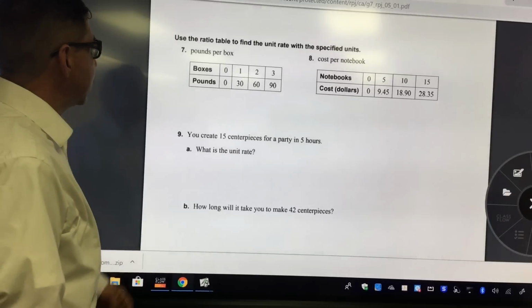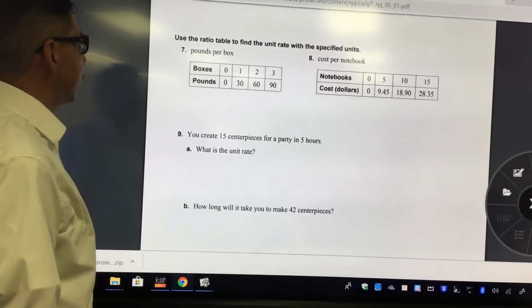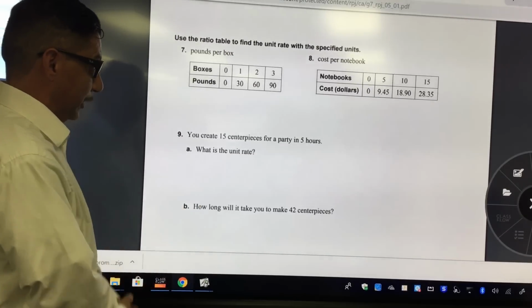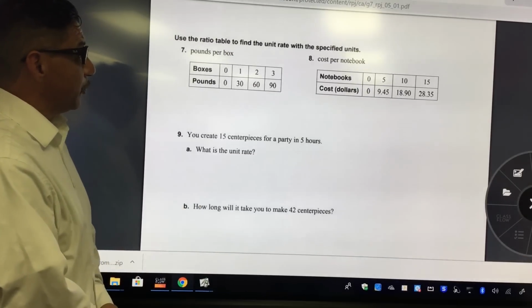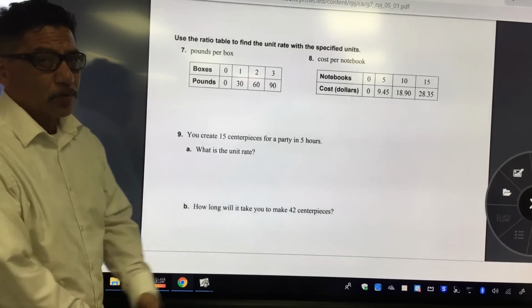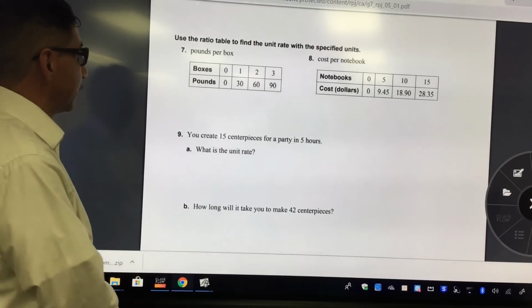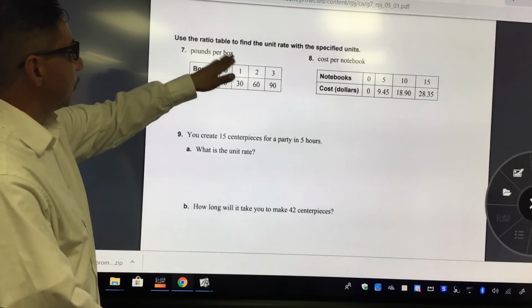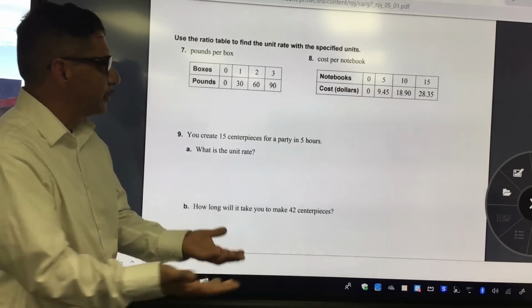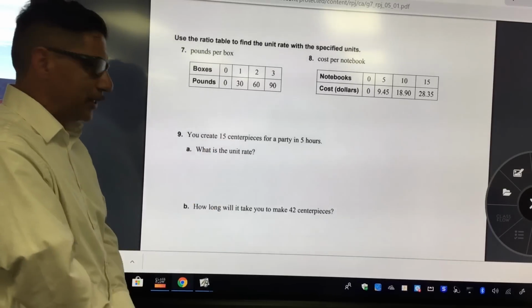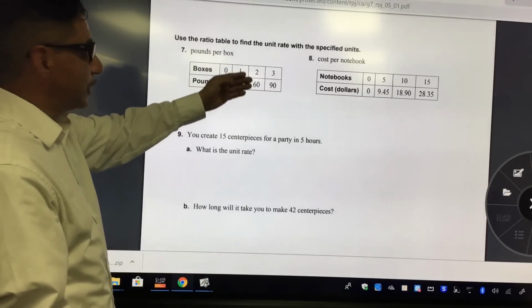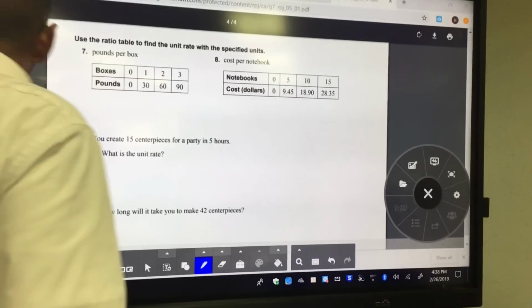And now we're going to look at number 7 and number 8. For these two problems, they're asking us to use the tables that they gave us to find the unit rates that they specify. So for example, number 7 should be pretty easy for you guys. It says pounds per box. So how many pounds in 1 box? Well, if we look at the table, we can see the answer already, which is 1 box has 30.